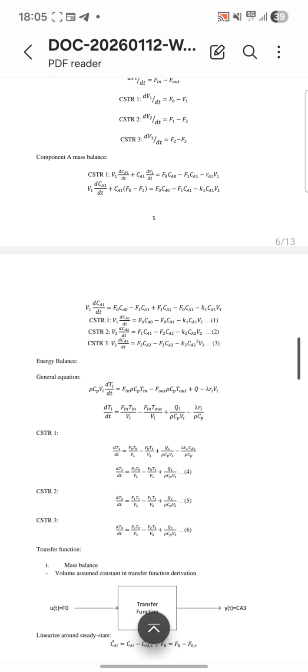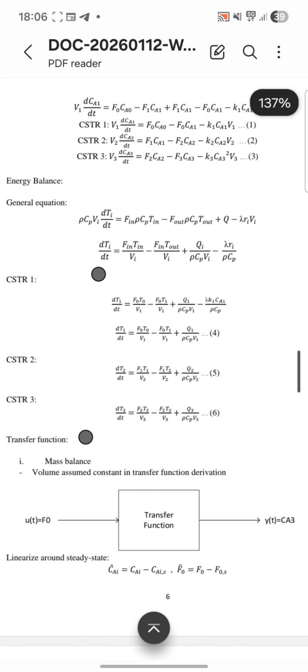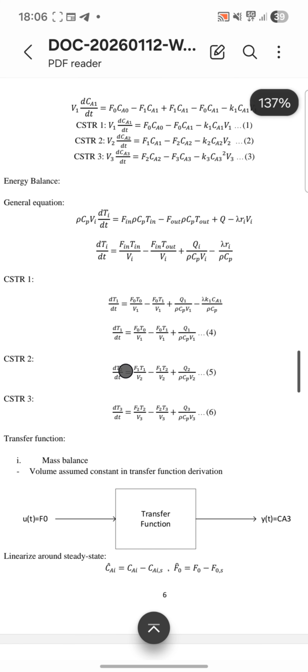After that, I go through the energy balance, which in general is rho Cp Vi dTi over dt equals F in rho Cp T in minus rho Cp T out plus Q minus the heat of reaction times Ri Vi. I can simplify the equation for each CSTR. For CSTR1, dT1 over dt equals F0 T0 over V1 minus F0 T1 over V1 plus Q1 over rho Cp V1.